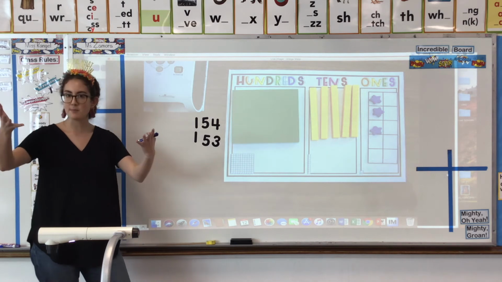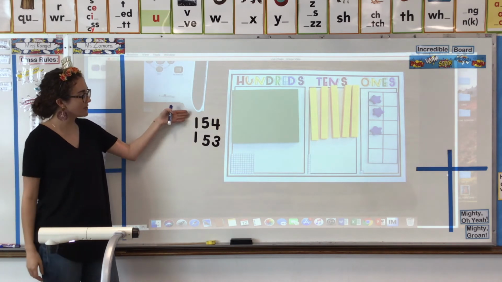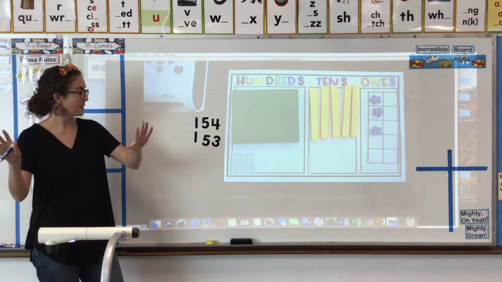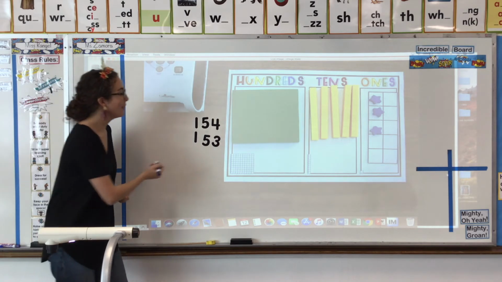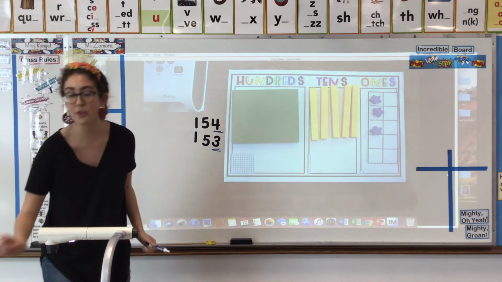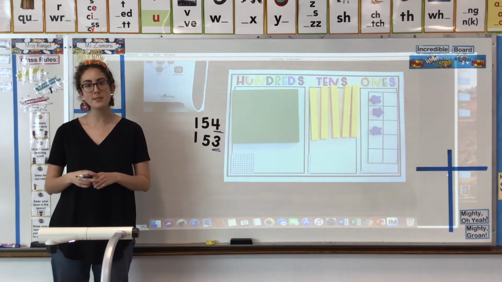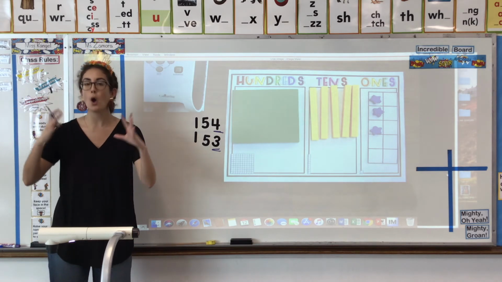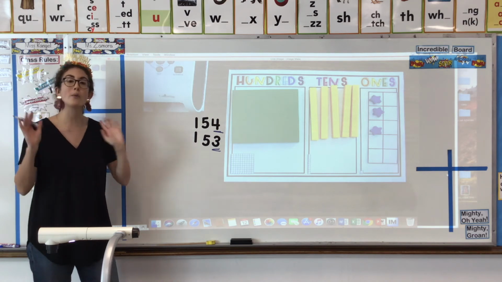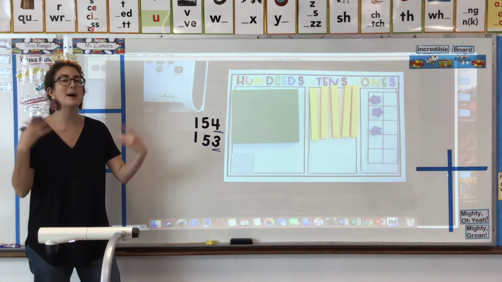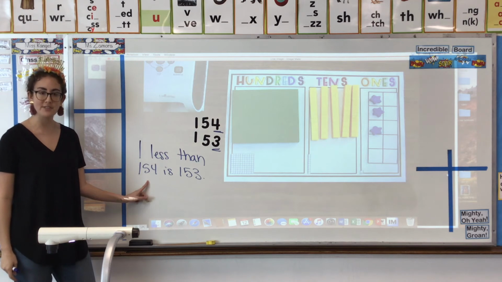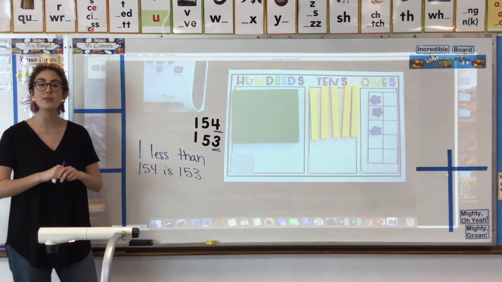So second grade, here's my key question. Between 154 and 153, what is the difference? What changed? The ones place, of course. We went from 4 ones to 3 ones. And this time, second grade, we got a smaller value. We counted down. Therefore, we can describe the difference or relationship between these numbers by saying 1 less than 154 is 153.